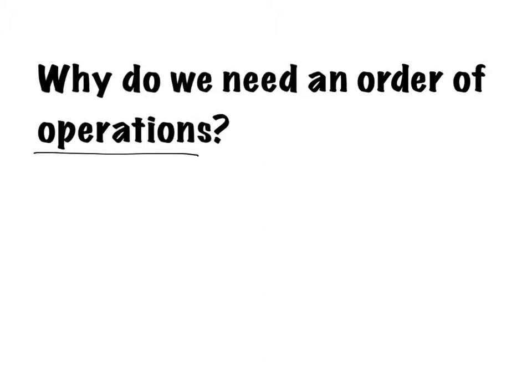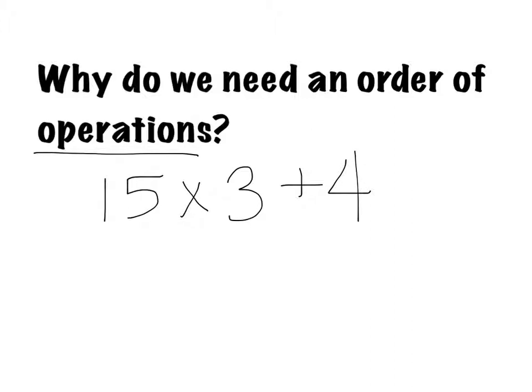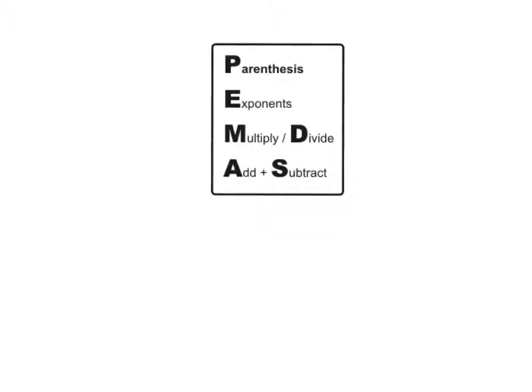For example, if I had 15 times 3 plus 4, I wouldn't know if I should multiply first or add first. Luckily, we have an order of operations to tell us what to do. Our order of operations is commonly known as PEMDAS. P-E-M-D-A-S.